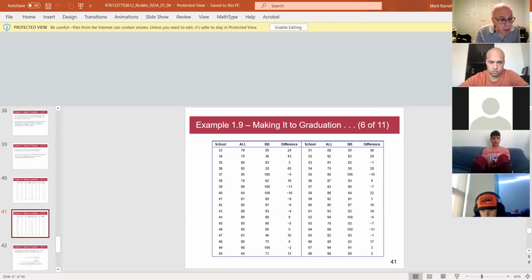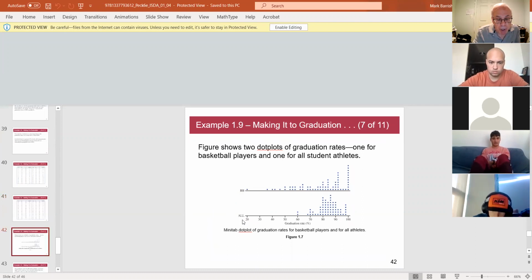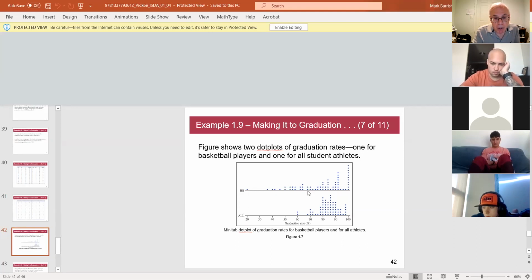Let's see if there's anything else here that I can show you. I think there's more dot plots. Sometimes you can compare dot plots from two different groups measuring exactly the same thing. And you could say something like, well, for this "all" group, there seem to be more people who have higher graduation rates than for this other group here. Maybe "all" represents all student athletes, not just basketball players. BB represents just basketball players. So you can make comparisons here.